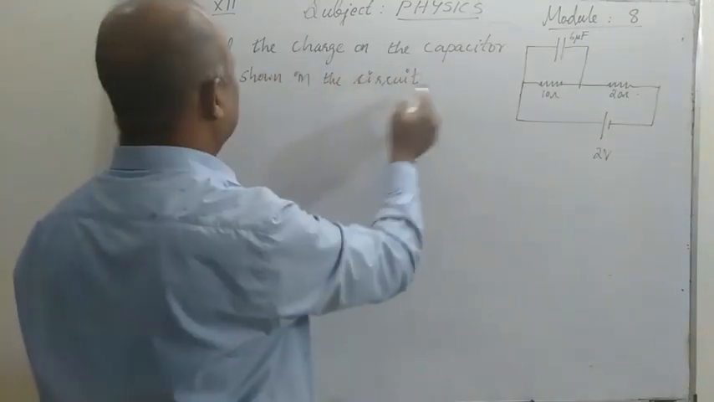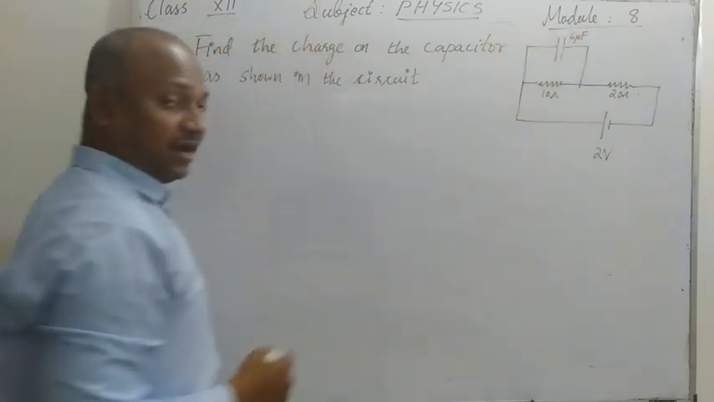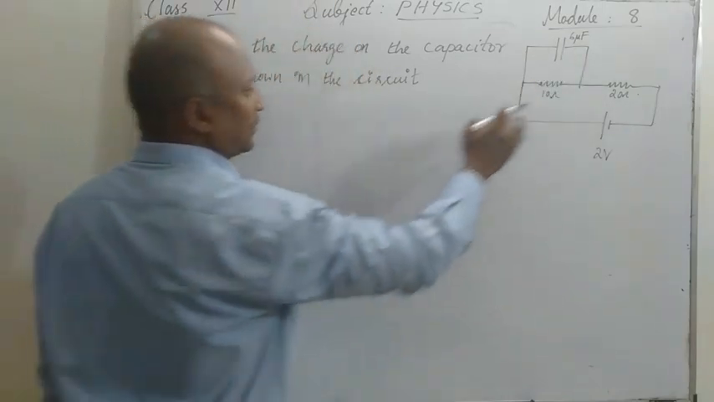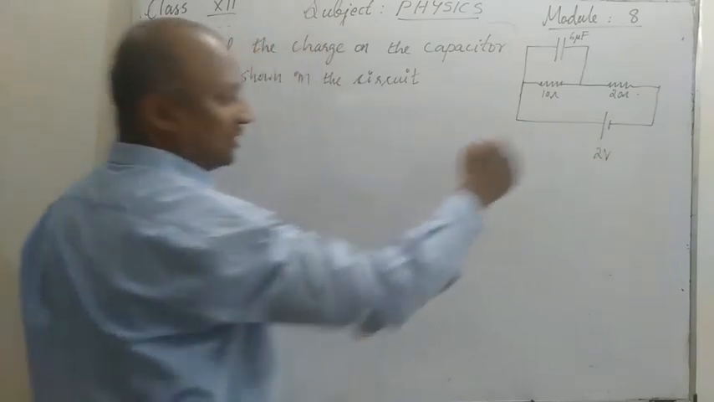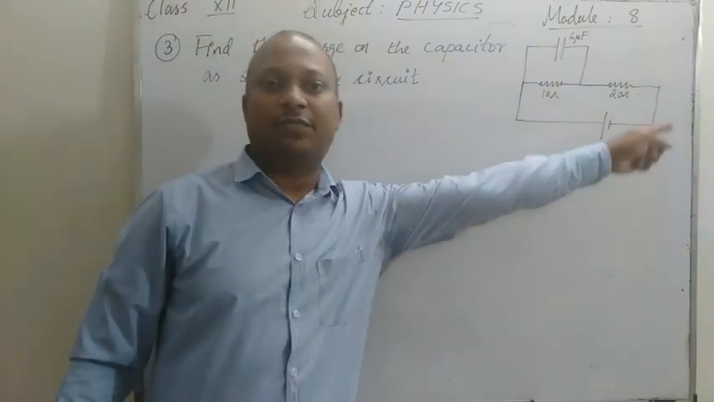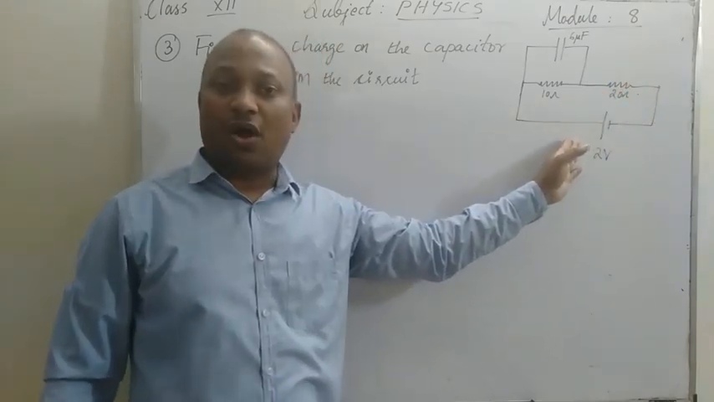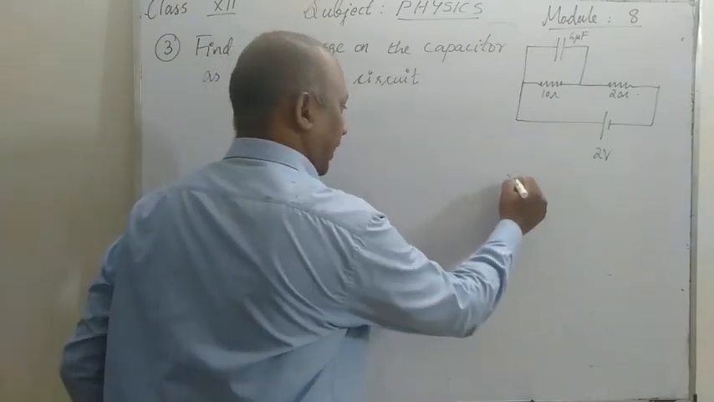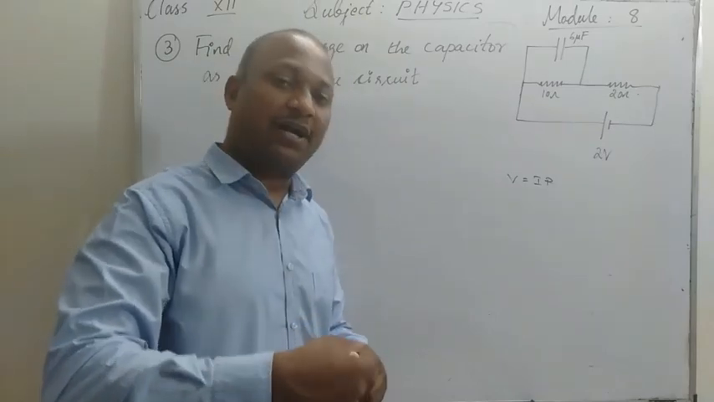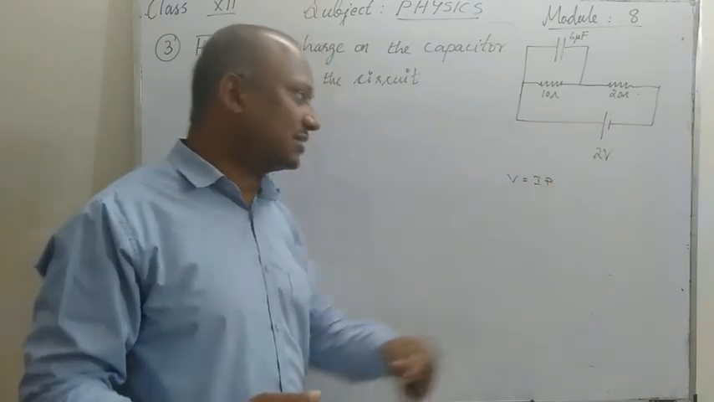Find the charge on the capacitor as shown in the circuit. So there is a capacitor shown 6 microfarad, and then two resistors 10 ohm 20 ohm, and then connected to a cell of 2 volt. So this type of connections you have already learned in class 10. So you can use Ohm's law here. V is equal to IR. Anyway, this half of the part is part of the next chapter, but you have already learned in class 10, so you can easily understand.